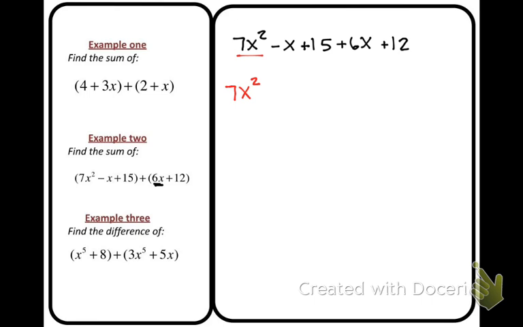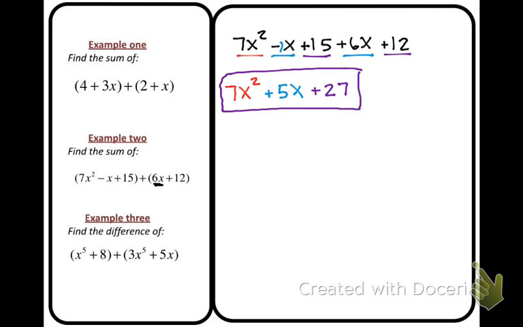Next thing we look at is x to the first power, or just x. We have a negative x here and a positive 6x here. So now we combine those two. 6x minus 1x gives us 5x, so we have plus 5x. Last thing we do is look at our constants. We have that positive 15 left over, and we have that 12. 15 plus 12 gives us 27. And that is our final answer. We have nothing else to combine, no other like terms. So just be careful, because this is x squared and this is x. Those are not like terms.